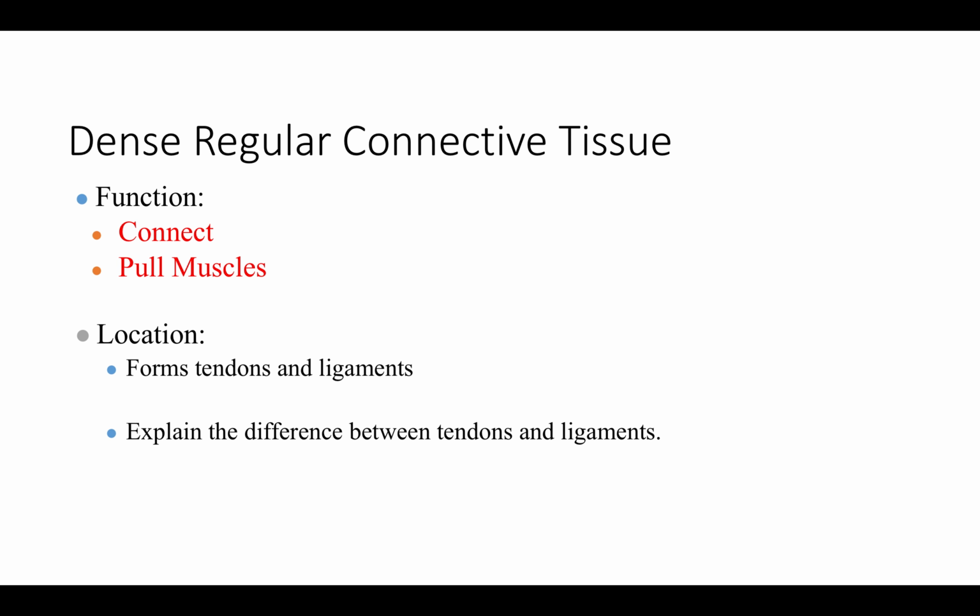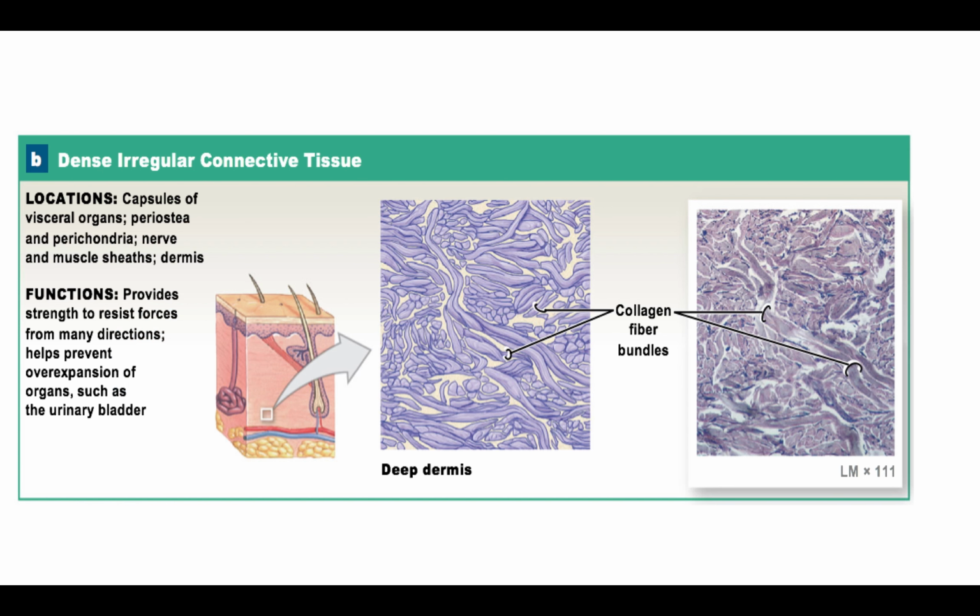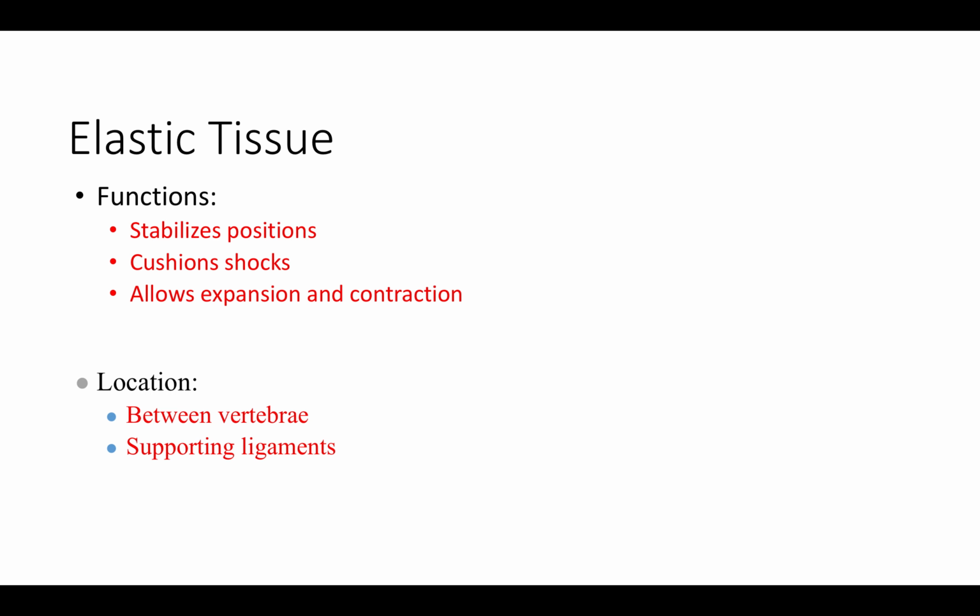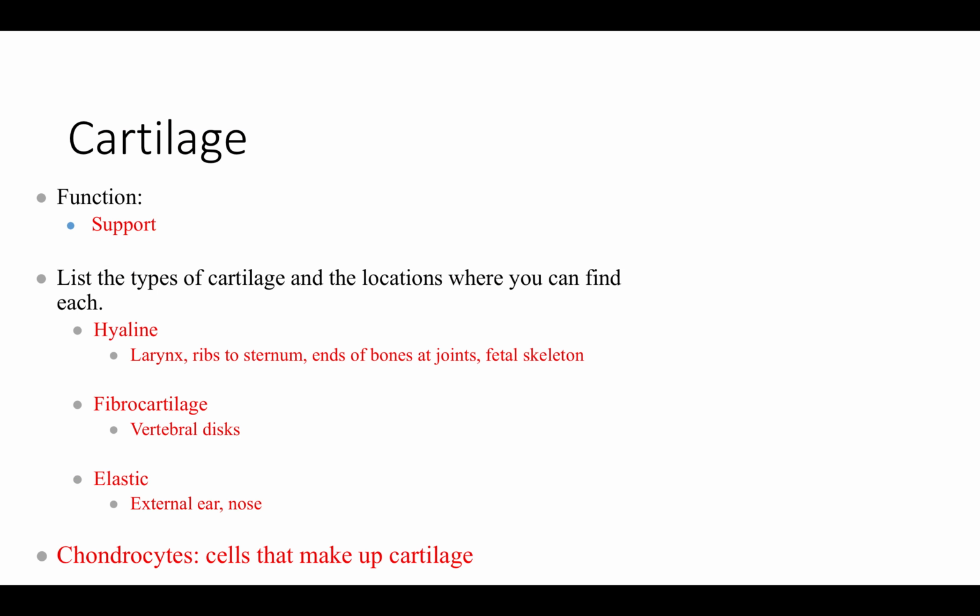With dense tissue, you need to know the difference between a tendon and a ligament. Remember, a tendon is going to connect muscles to bones, whereas a ligament connects bones to bones. Then we had dense, irregular, and elastic tissue. Then we moved on to the supporting tissue category.